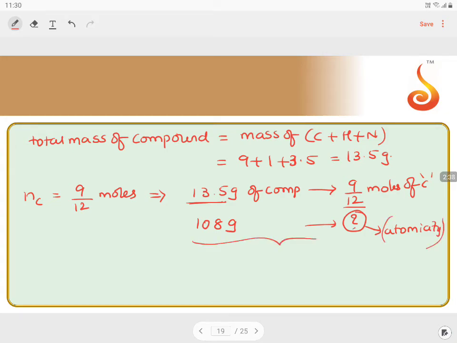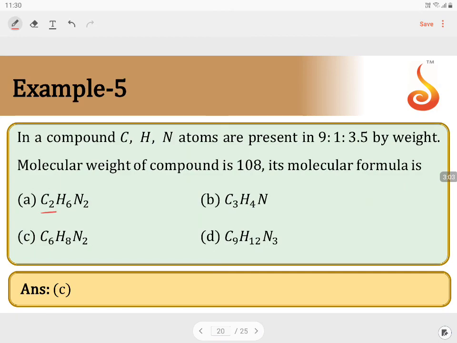So what we can do from this? 108 into 9 by 2 into 12 into 13.5. This is going to be equal to 6 moles of carbon. 6 moles of carbon in the formula. This will be the number of carbon atoms in the formula. Atomicity is 6. So where we have this 6 in the formula, if you see, we have 2, 3, 6, 9. So 6 is there in option C. So option C is your answer.